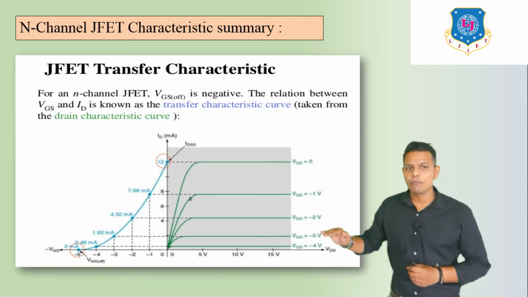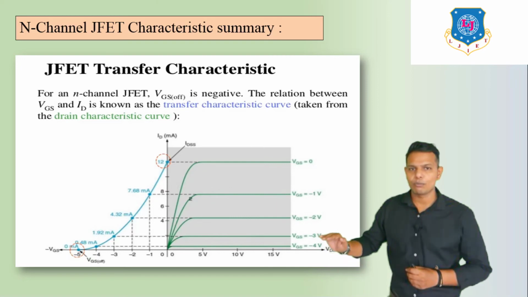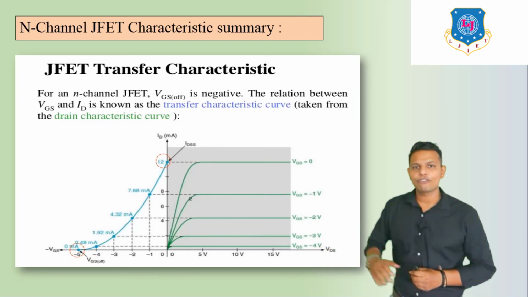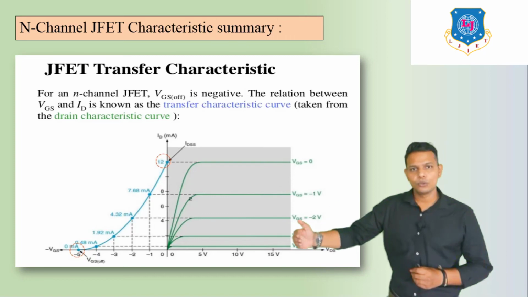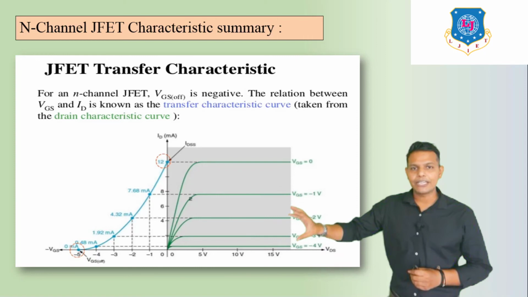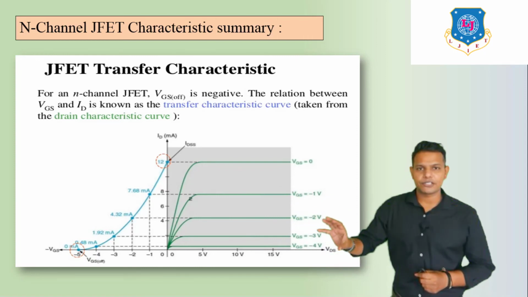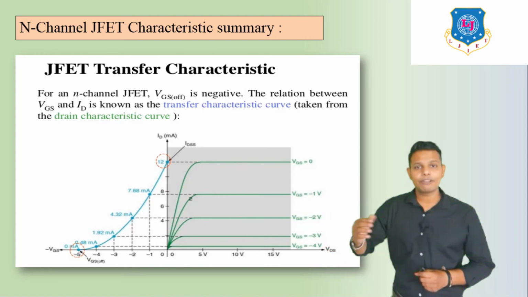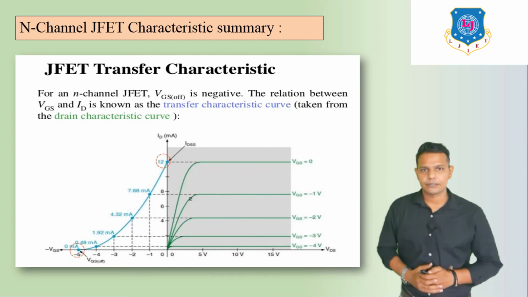Then if we reduce VGS more and more, VGS equal to minus 2 volt, minus 3 volt, and minus 4 volt, at this time the ID graph goes down more. So like this, we can plot transfer characteristics from the drain, or output, characteristics.